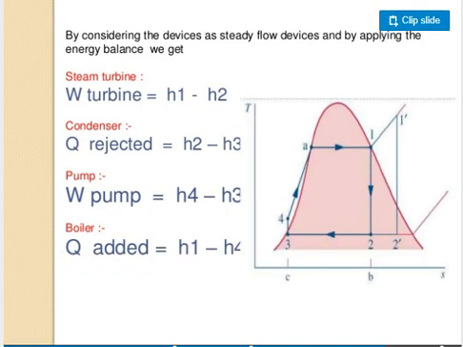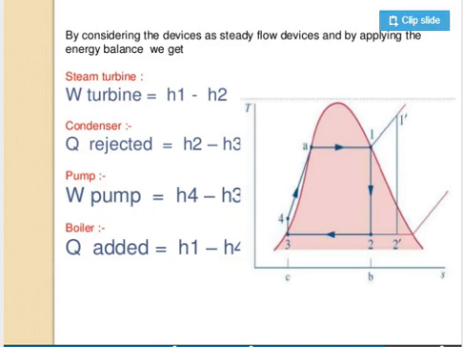Then we discuss the energy equations, the energy balance equations in the Rankine cycle. First the turbine section, then the condenser section, pump section, and boiler section. In the turbine section, W turbine equals H1 minus H2. Q rejected in the condenser section is H2 minus H3. In the pump section, W pump is H4 minus H3, and in the boiler, Q added, the heat added, is H1 minus H4.